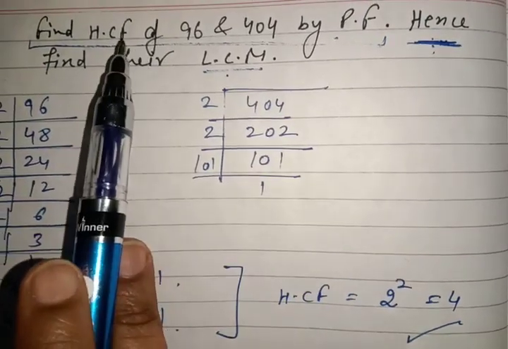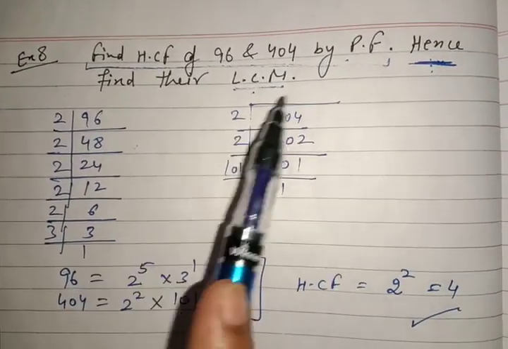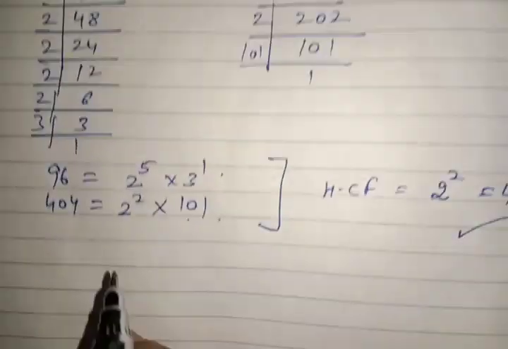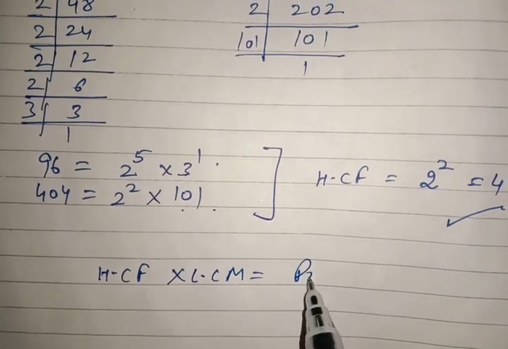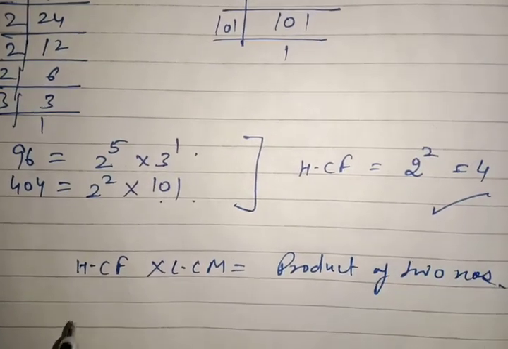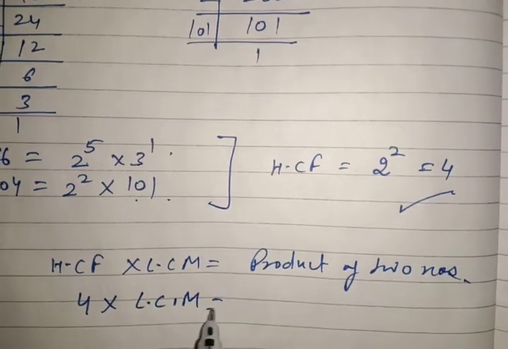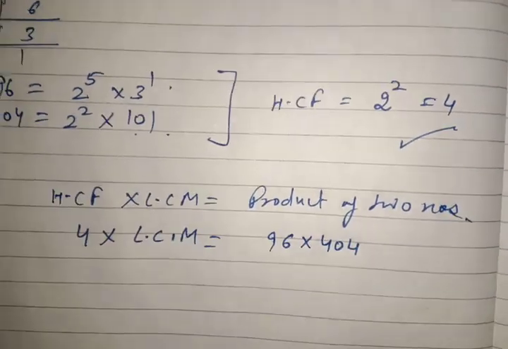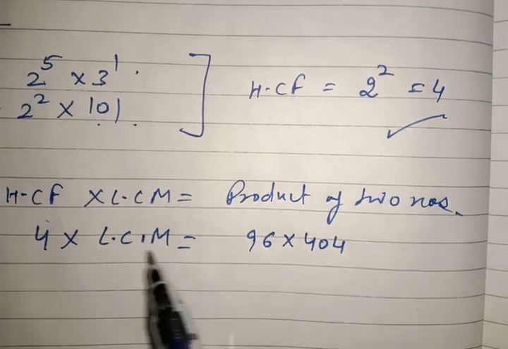We need to use this HCF, which came as the answer in the first part, to find the LCM. So we have one formula which relates them. HCF into LCM is equal to the product of 2 numbers. HCF is 4, the LCM we need to find, and the product of 2 numbers is 96 into 404. I hope this is clear to you, that now we are using this HCF in finding the LCM.